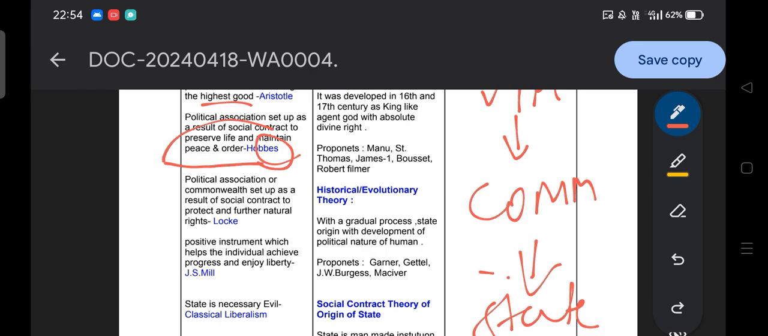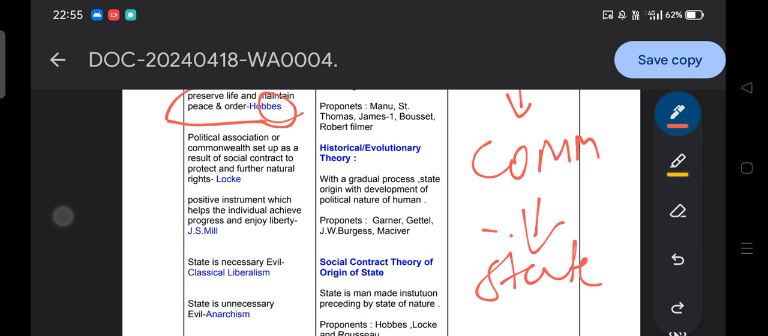Political association or the commonwealth is set up as a result of the social contract to protect natural rights and natural law. Obviously, where there is a natural right, there is a law. Natural right is your life, liberty, property. So natural right is given by law, which we all know, so we can identify that answer. Then moving to the next.